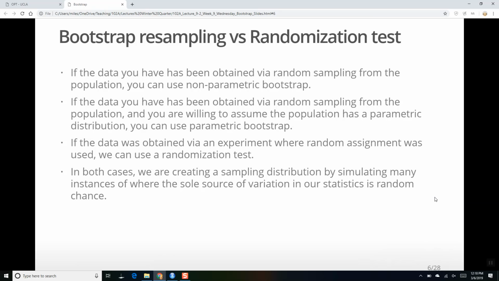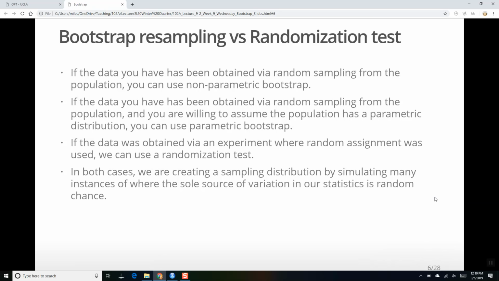On the other hand, if you have an experiment, in general with an experiment you do not have random sampling. You've obtained some participants that are not a random sample of the population. So you can't make these assumptions that bootstrap does. But instead you have random assignment, and therefore you have exchangeability, and you do a randomization test. And again, in all of these cases, we're creating a sampling distribution based on the different ideas behind the random process that generated our data.